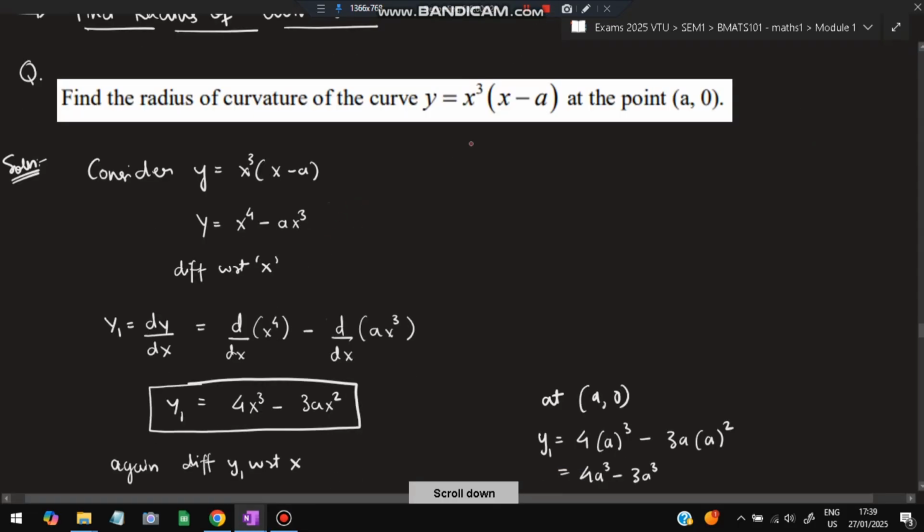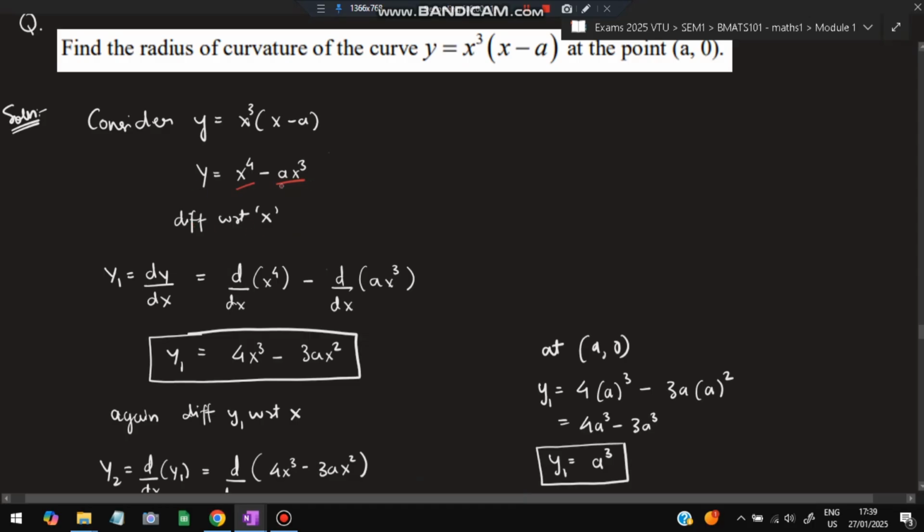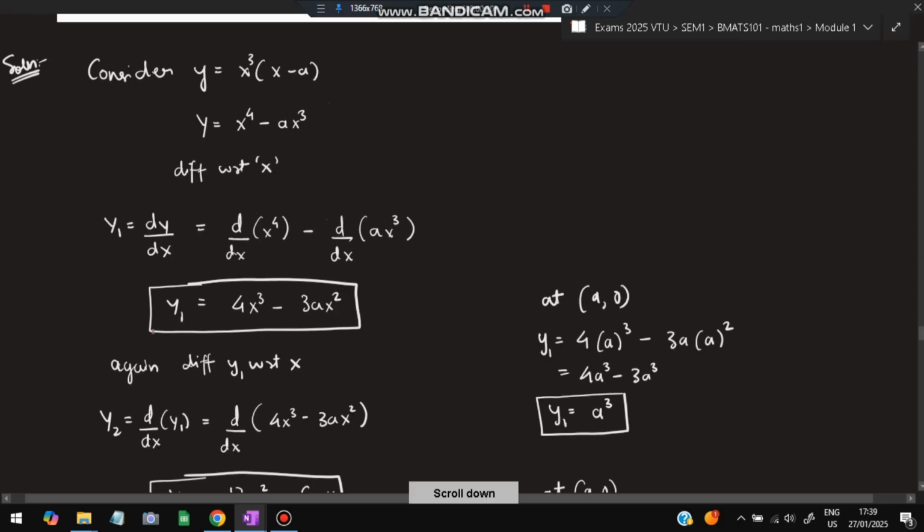So the first step, just write the same formula which is given to you, and after that expand this. X cube into x is x power 4 and x cube into a is ax cube. Differentiate with respect to x both the sides, so this will become y1 and this will become 4x cube, and ax cube's differentiation is 3ax square. We have got the value of y1.